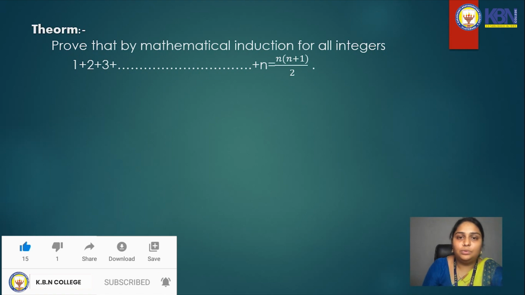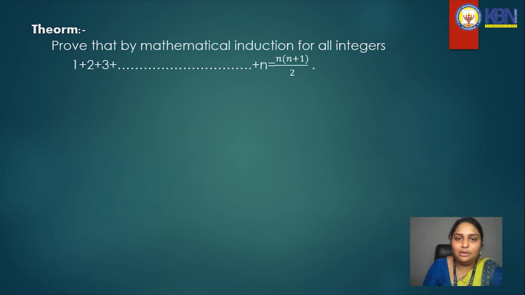Then we have to substitute n equal to 1 in the first step. And in the second step, we have to assume that the condition is true for all integers k belongs to capital N. And in the third step, we have to prove it for k plus 1. By following this method, here we are solving the mathematical induction theorems.